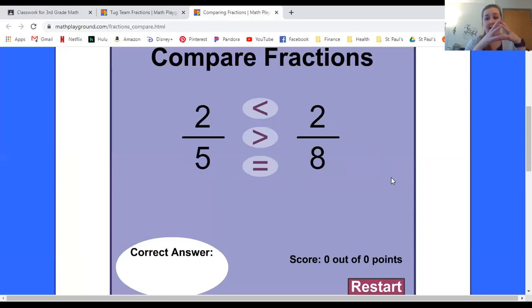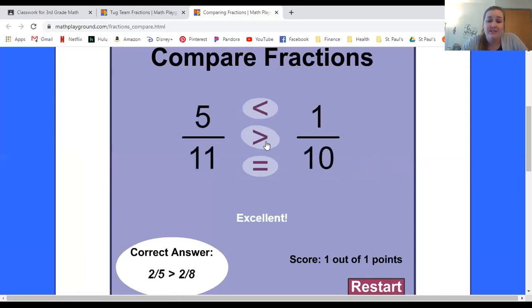So maybe if you have a whiteboard at home, or just a spare piece of paper, draw a circle, cut it into 5. Or do a strip, just like a rectangle, cut it into 5. And then do another one, cut it into 8. But remember, more pieces means smaller pieces. So here, 2/5, 2/8. Well, 2/5 is going to be greater than 2/8. And I'm just going to keep going through and I'll tell you if you got them right. Okay, so that's one of them you can do.